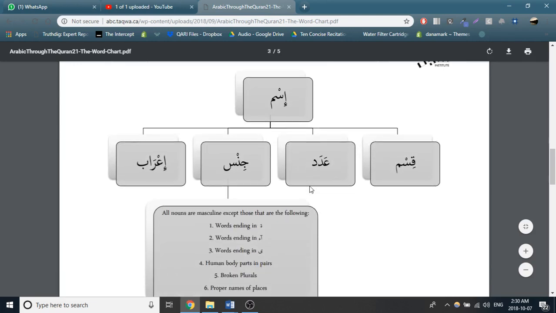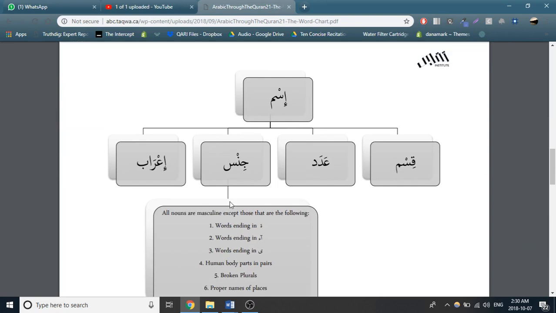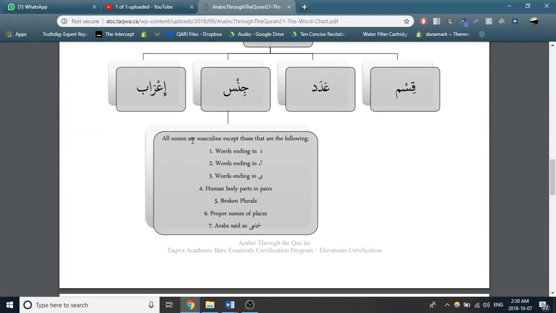Next, we're going to get into Jinns, which means gender. So all nouns are masculine except those that are the following: words ending in a ta marbuta, words ending in an alif and a hamza, words ending in an alif maksura. Alif maksura, remember the alif disguised as a ya, but he's not doing a good job because he doesn't even have the 2 dots on the bottom, so he's still treated like an alif.